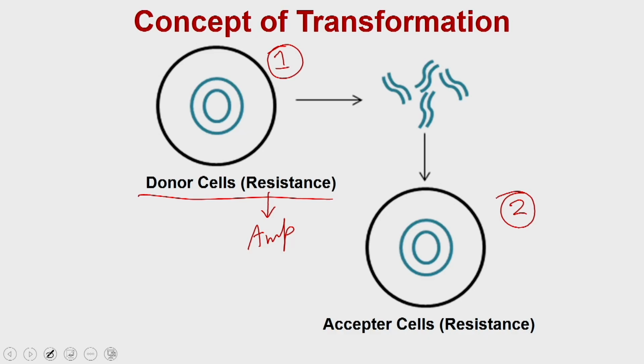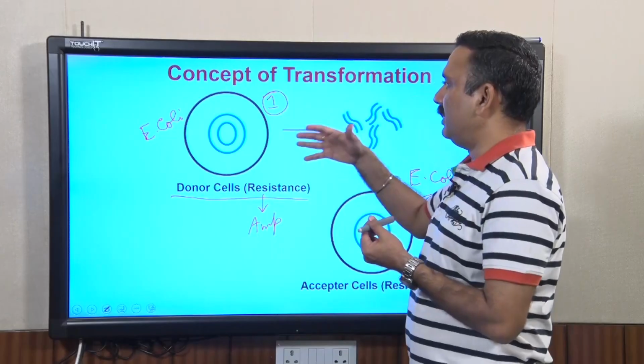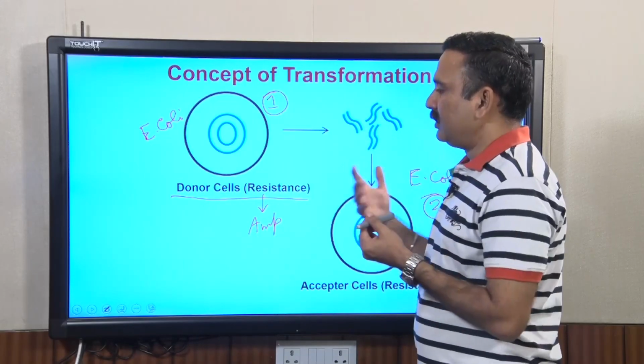For example, this is also E. coli and the other one is also E. coli. Whereas it is not very important that both belong to E. coli, the only thing which matters between the donor cell and the acceptor cell is that the surface chemistry should be identical, and the DNA they are going to exchange is going to be compatible.